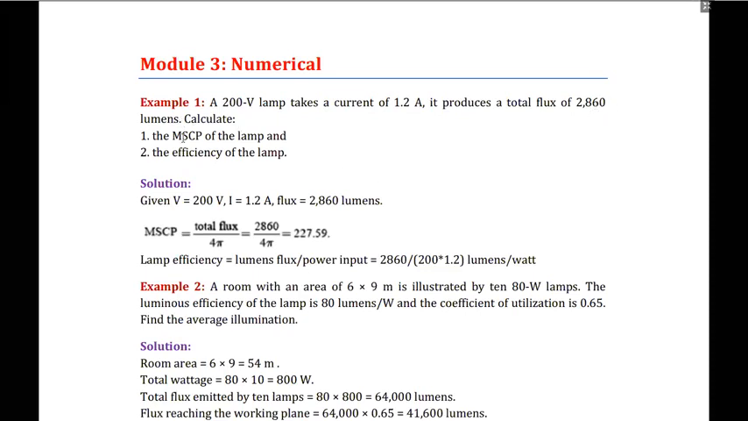So you have to calculate the MSCP of the lamp and the efficiency of the lamp. So it's simple, the voltage is given, current is given, and the flux is given. So you can find out the MSCP. What is this MSCP?